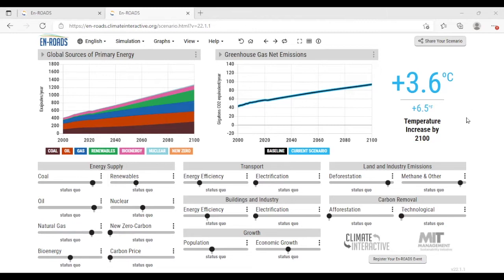In the upper right-hand corner, we see the end of century temperature readout, which would be, in this case, a disastrous 3.6 degrees centigrade above pre-industrial average global temperatures. This would mean, if this scenario occurred, we'd have significantly more powerful hurricanes, more fires, more flooding, droughts, agricultural disruption, and species extinction.